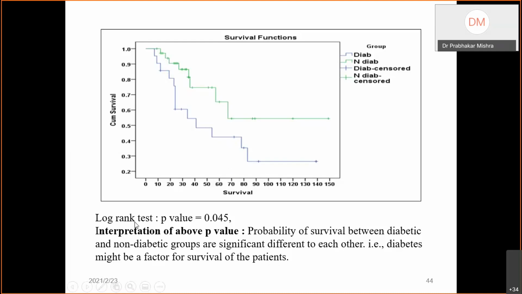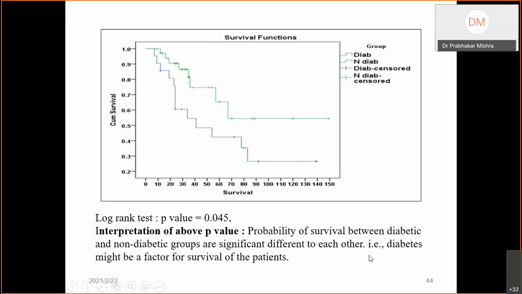So the log-rank test p value is 0.045. This is significant, and here we have used the log-rank test. The reason behind this is there were at least 5% censored observations present. Interpretation of the above p-value: probability of survival between diabetic and non-diabetic group are significantly different from each other. It means diabetes might be a factor for the survival of the patient.